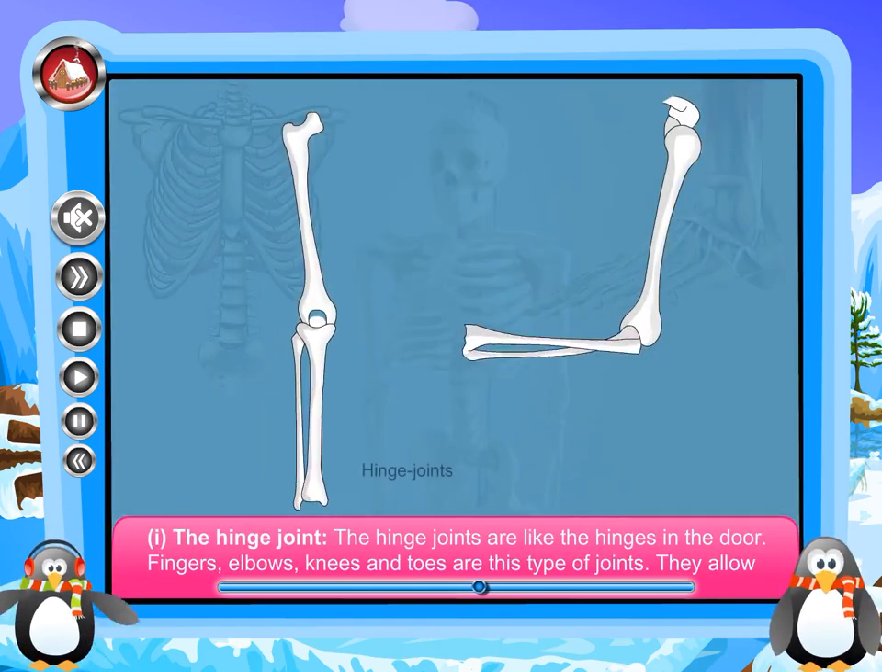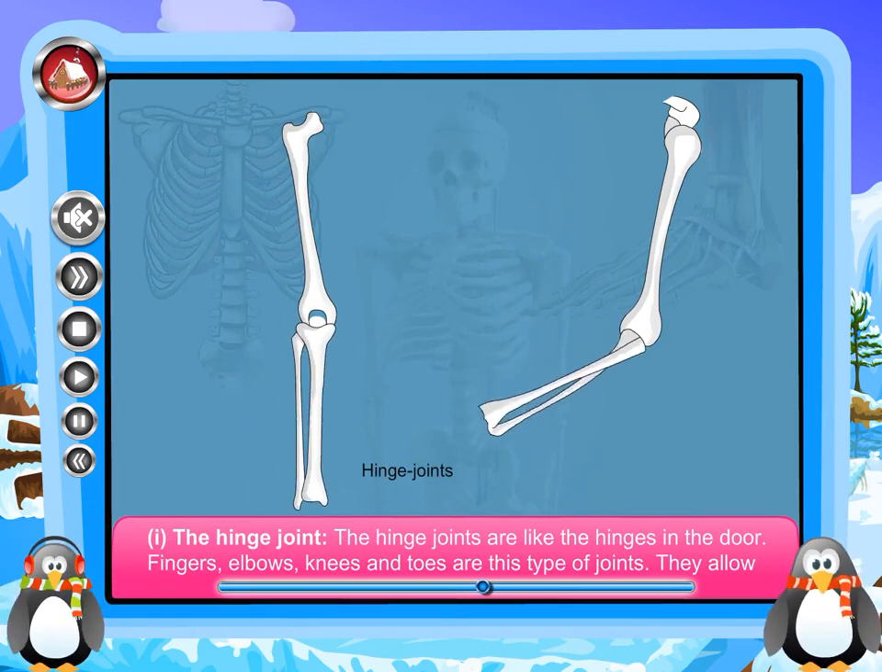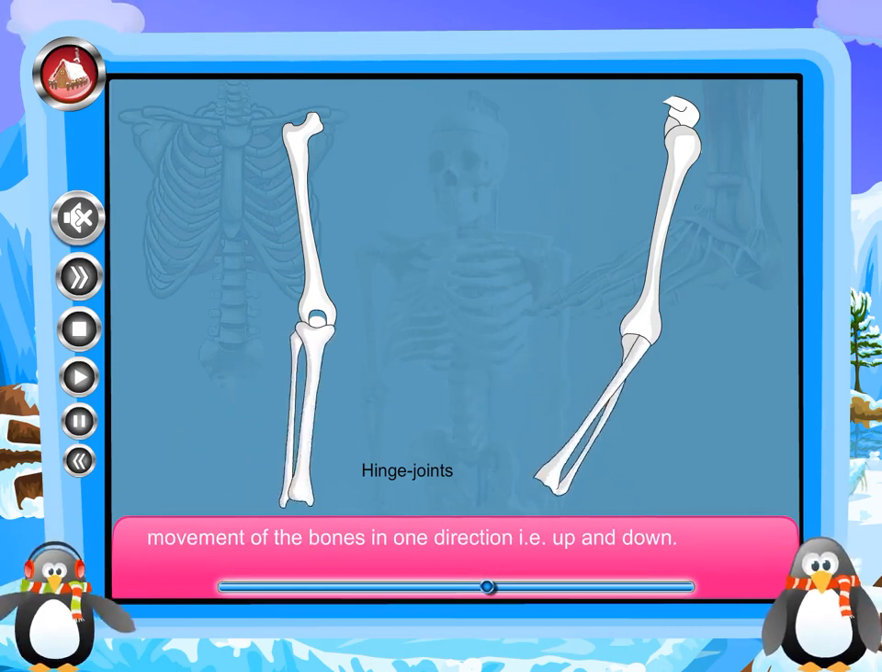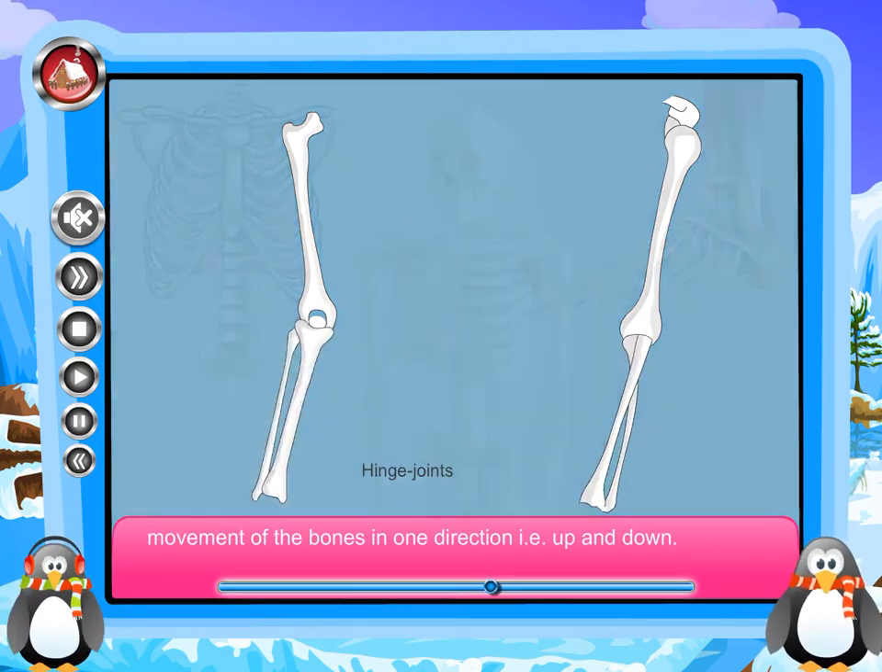The hinge joints are like the hinges in the door. Fingers, elbows, knees, and toes are this type of joint. They allow movement of the bones in one direction, that is up and down.